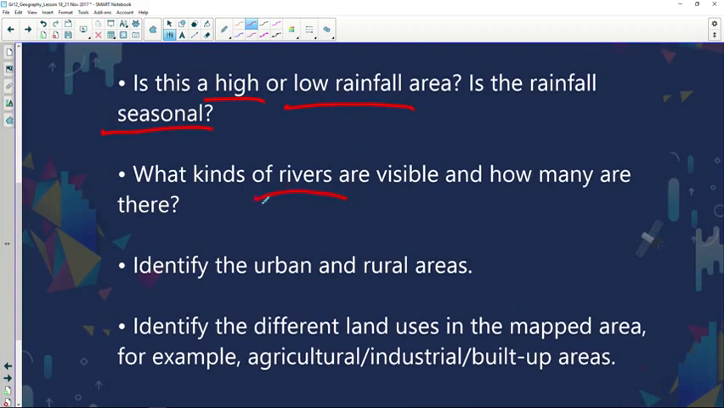Now, if you continue looking at the notes, let's continue with the rivers. Are there any rivers visible? Now, you've learned about the different rivers. You've got permanent rivers and non-perennial rivers. Non-perennial rivers usually flow only during seasonal rainfall. Perennial rivers will flow right throughout the year.